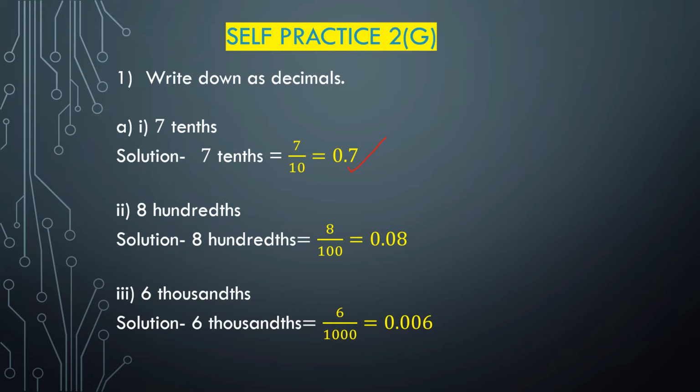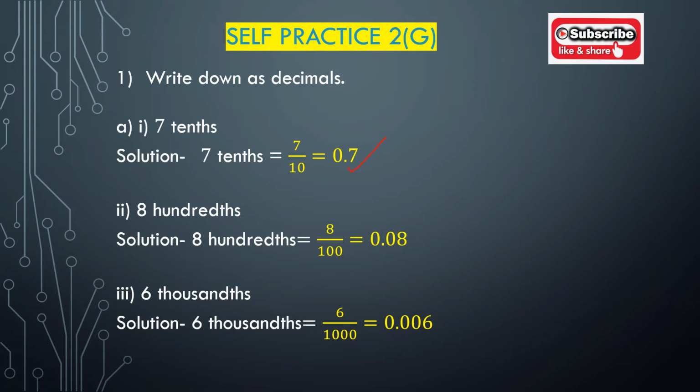As 10 has only one zero, so after decimal point there will be one digit. So here 7 divided by 10. Here only one zero, so we have to place one digit, that is 0.7. So 7 tenths equal to 0.7.